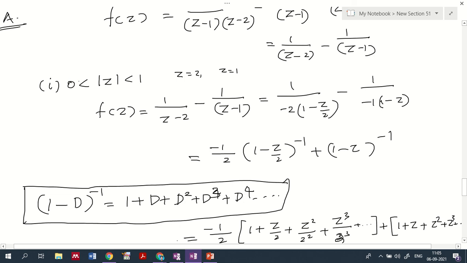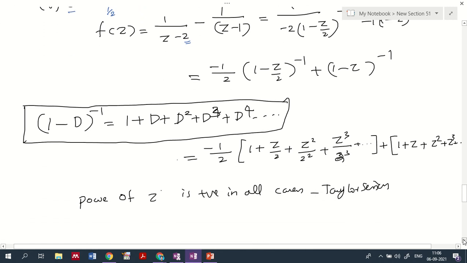In this case, the condition is that the value of mod z will be in between 0 and 1. So one of the possible values will be half. If the value of mod z is less than 2, then you have to take the minus 2 outside the bracket and then execute. Similarly in the z minus 1 case, the value of mod z is less than 1, so you have to take minus 1 outside the bracket in order to evaluate. That is the rule we have followed in that case.